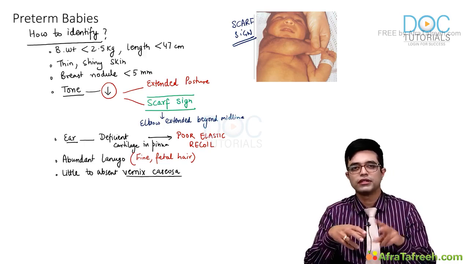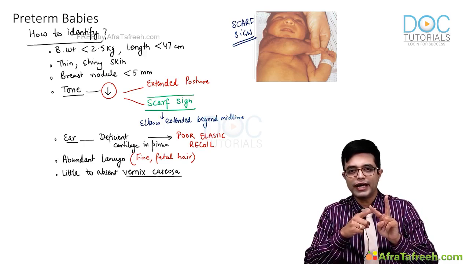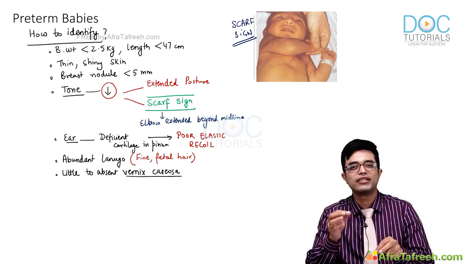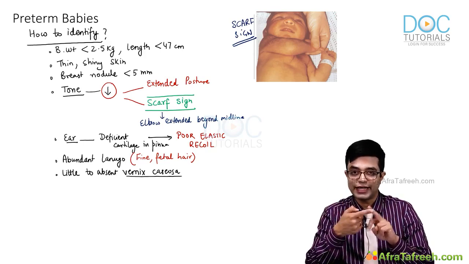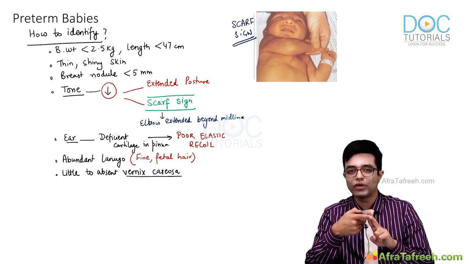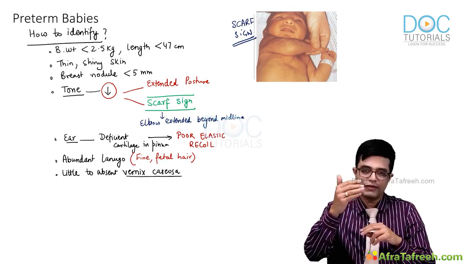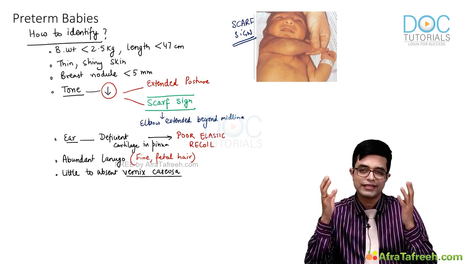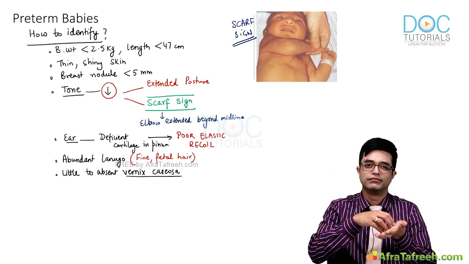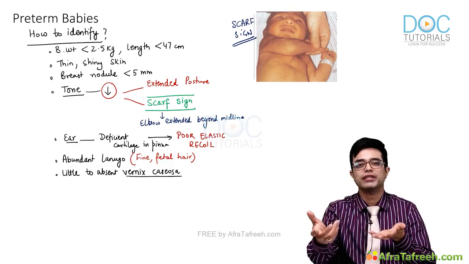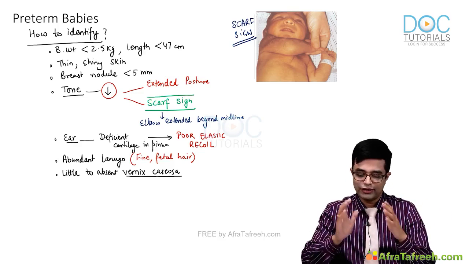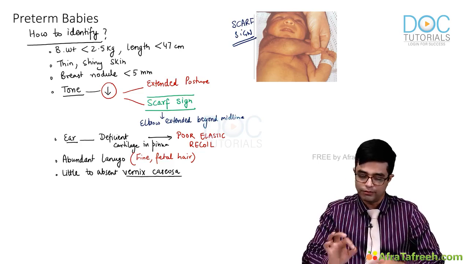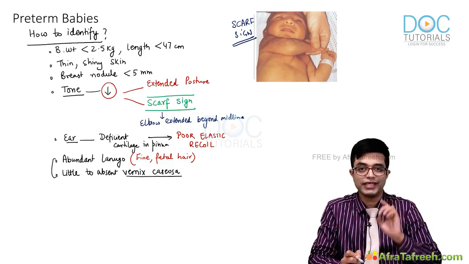So vernix caseosa serves two functions. First, it acts as a lubricant for the baby for its passage through the birth canal so that the child does not suffer friction. Secondly, it also plays a role in thermoregulation by not allowing evaporation losses to occur in the child. But vernix caseosa, nature says it should come when the baby is term. In a preterm baby, it will not be there because he is born prematurely. And so the babies will have a lot of lanugo, fetal hair, but no vernix caseosa. Two things where students go wrong. Do not mix them up.